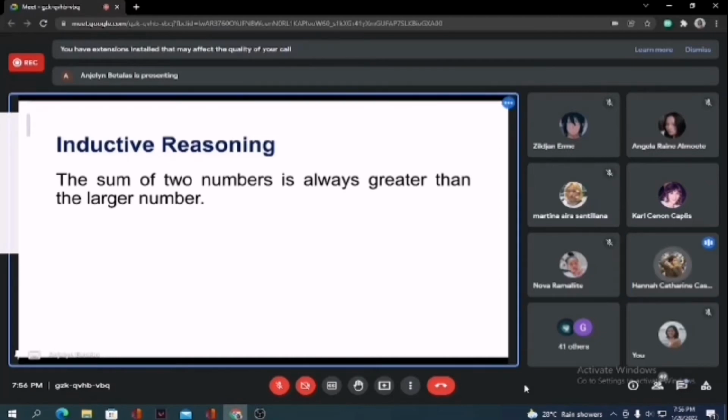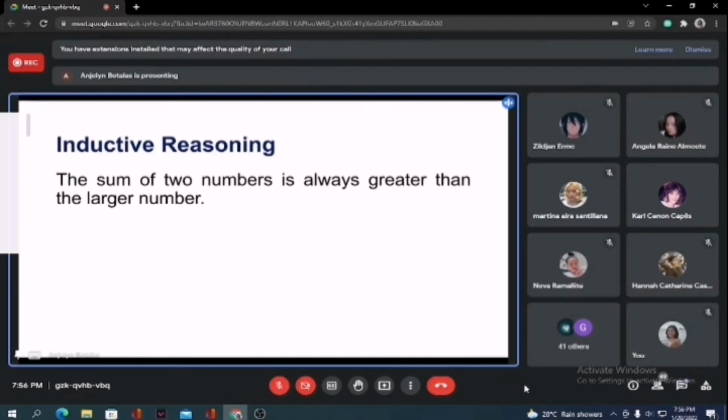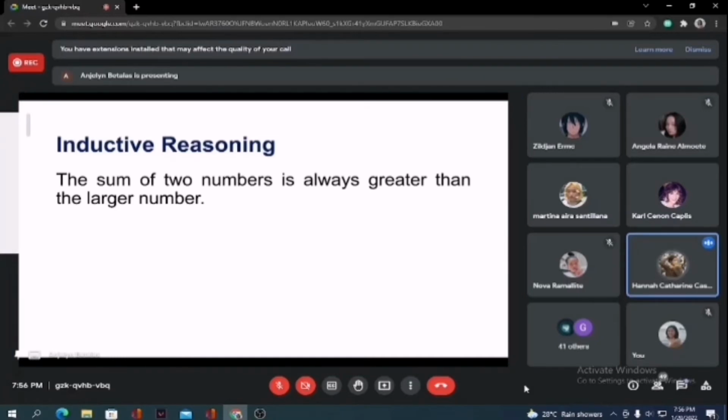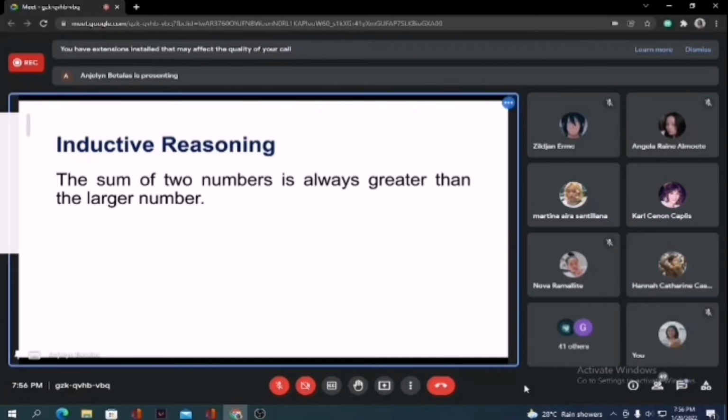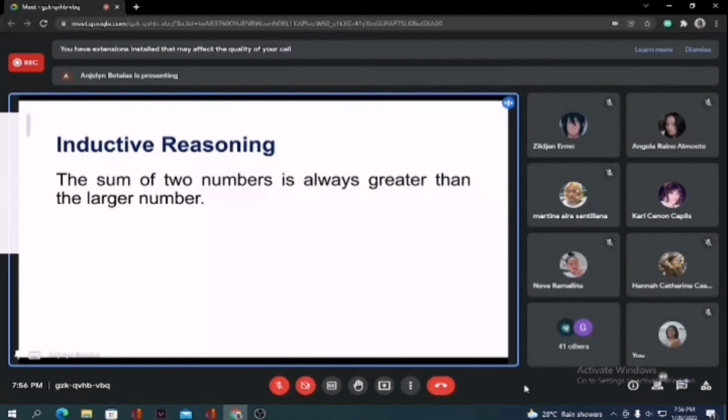The sum of two numbers is 50. Give me the two numbers. 25 and 25. 25 plus 25 equals 50. So 25 and 25, they are the same. The sum is 50, and 50, of course, is greater than 25. So the statement is true.